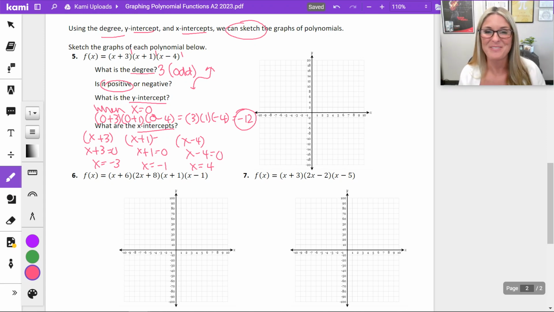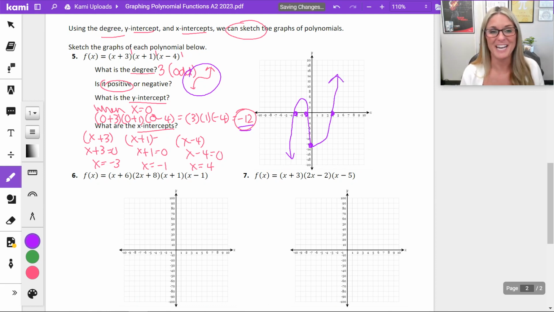So here we go. First thing is let's plot all of those points that we know. We know there's a negative 3 x-intercept, a negative 1, a 4, and don't forget our y-intercept of negative 12. We also know the general shape. We're going to have a down arrow on the left side, up arrow on the right side. Okay, so now we just need to try our best to cross through all of those points. Here we go. We're going to go through, back through, cross through that y-intercept, and hump back up.